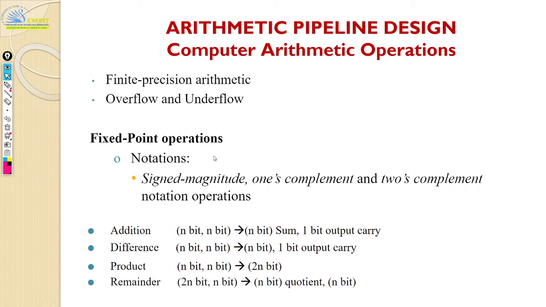And then when you actually do a division of a 2n bit number by an n bit number, you get an n bit number quotient. Okay. And you also get an n bit number remainder. Okay. So that's about your fixed point operations.